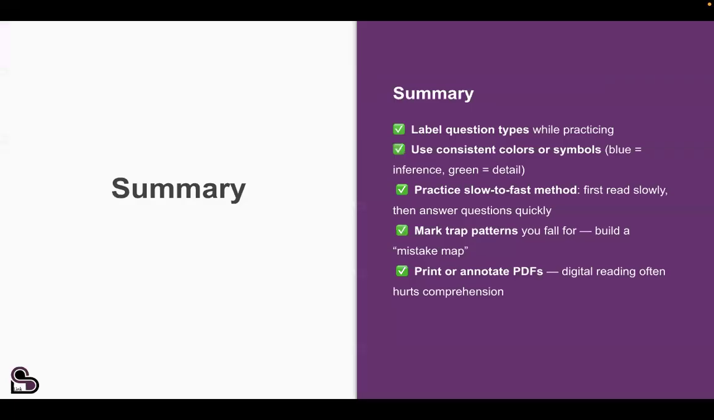Summary: label question types while practicing. Use consistent colors or symbols, such as blue is inferencing, green is for detail. Practice slow to fast method. First read slowly, then answer questions quickly. Mark trap patterns you fall for. Build a mistake map or use your mistake journal. Print or annotate PDFs, digital reading often. So, what you want to do is print something off and practice on paper, and then practice it on the computer.